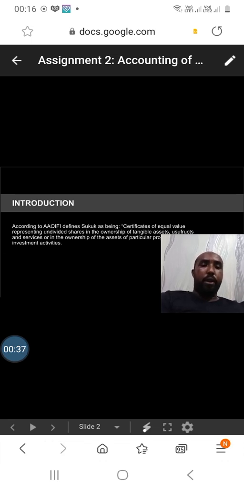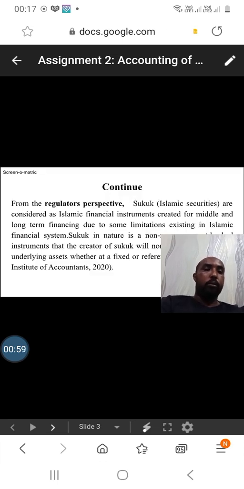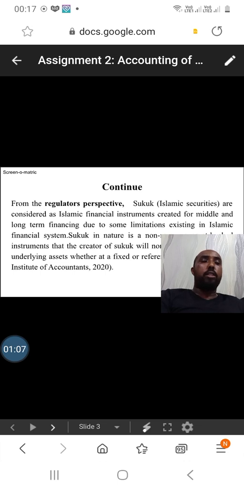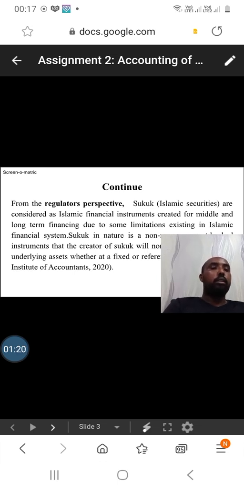By way of background, according to the AAOIFI, Sukuk is defined as certificates of equal value representing undivided shares in ownership of tangible assets, usufruct and services, or in the ownership of the assets of particular projects or special investment activity. From the regulator's perspective, Sukuk are considered Islamic financial instruments, created for middle and long-term financing due to the limitations existing in the current Islamic financial system. By nature, they are non-recourse asset-backed instruments, where the creator of the Sukuk will normally repurchase the underlying asset, whether at a fixed or reference price, according to the Malaysian Institute of Accountants in 2020.